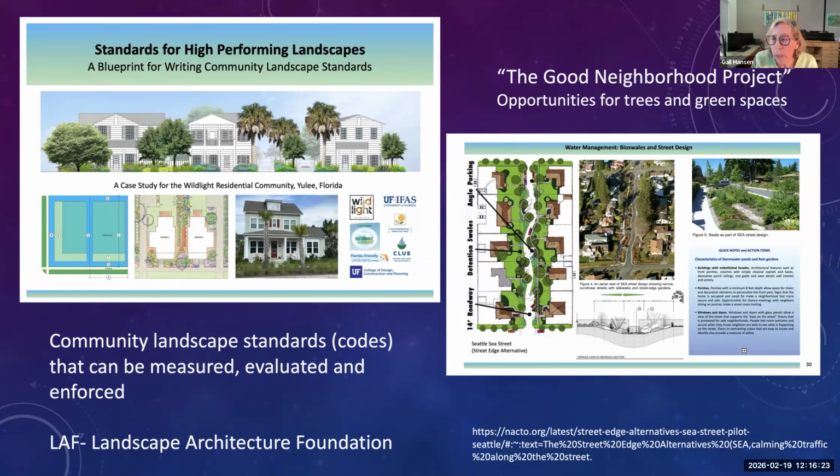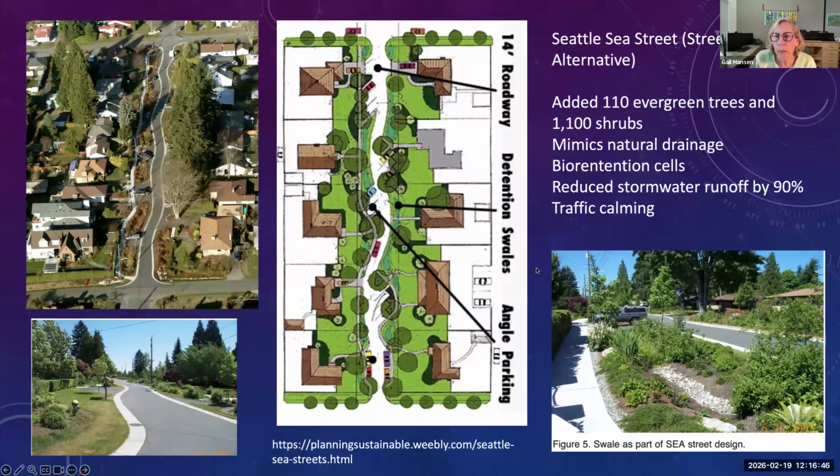This semester in my class, we are doing what we're calling the Good Neighborhood Project. And we are putting together kind of a sister document for this first one. And a lot of it is based on opportunities for trees and green spaces. And this is a page out of the new document. And I'm going to show you in a little bit more detail the graphics that we had on that one page. So this is an example of what we're looking for.